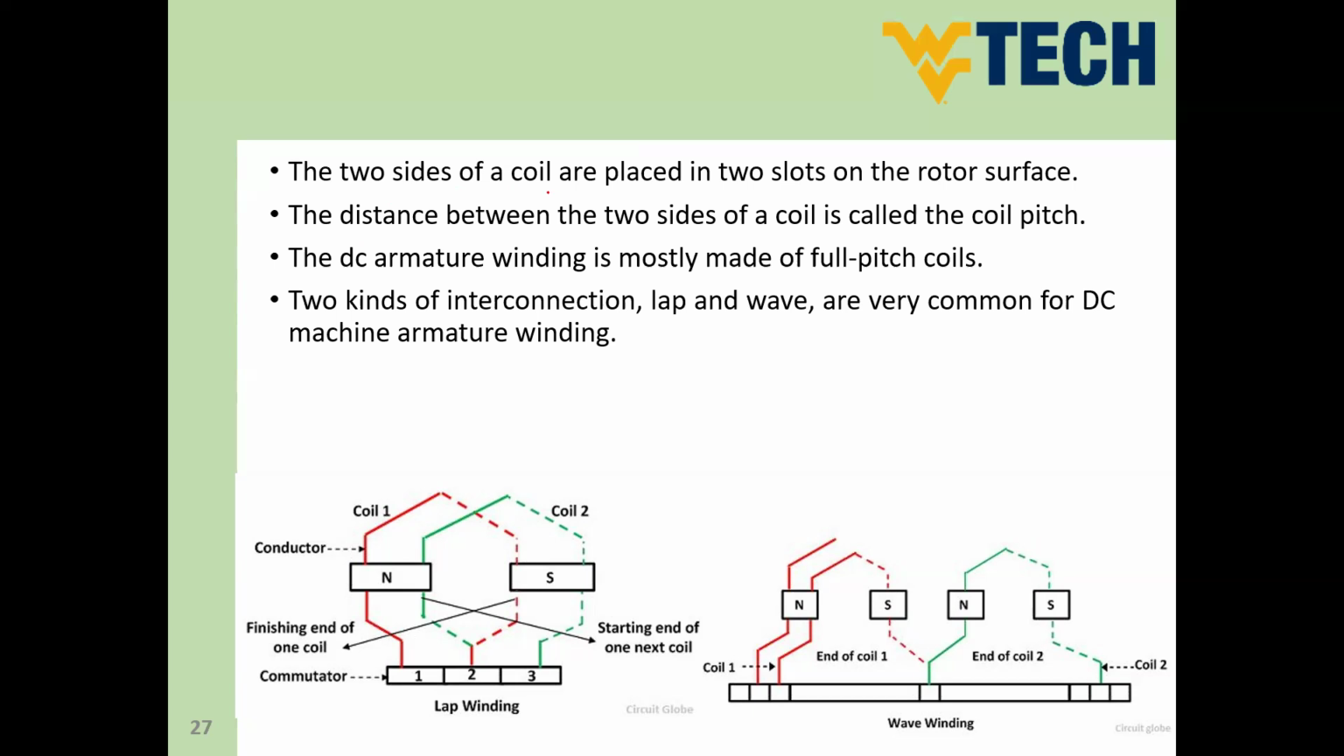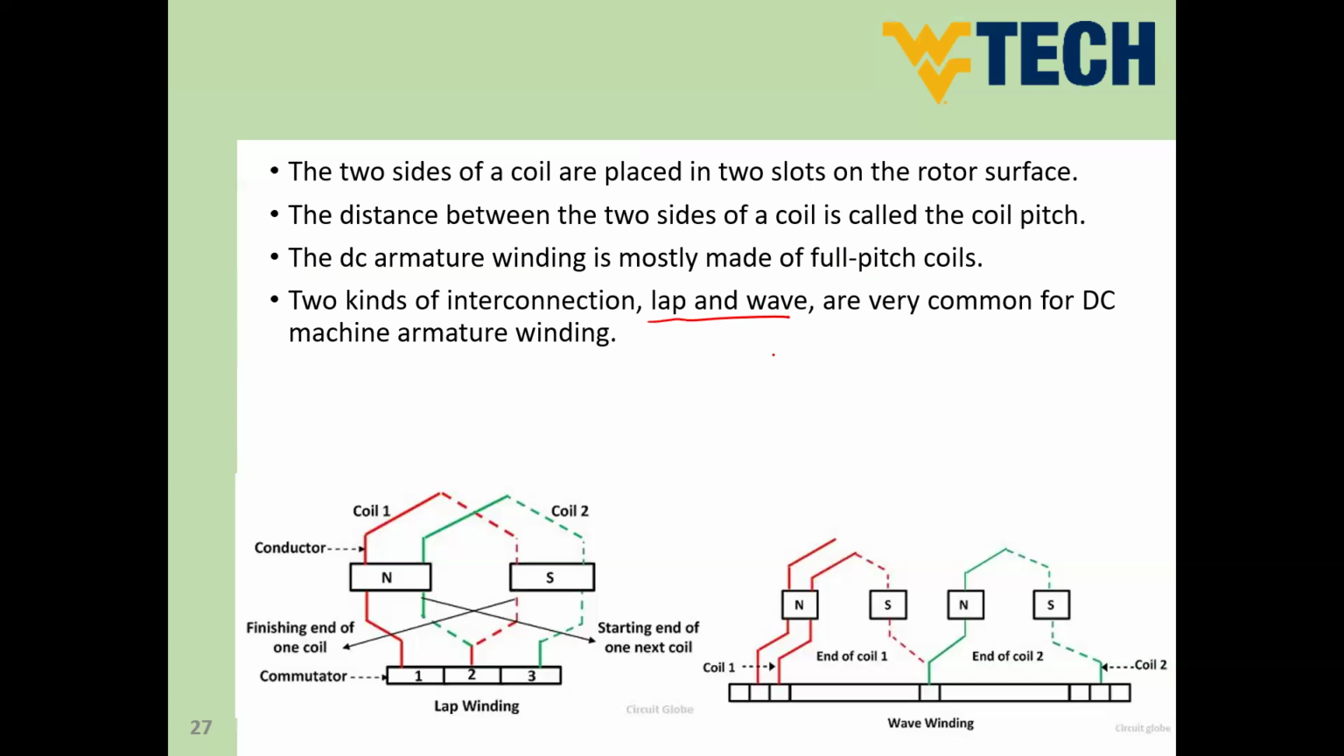The two sides of a coil are placed in two slots on the rotor surface. The distance between the two sides of a coil is called the coil pitch. So the coil pitch, guys, is the distance between the two sides of the coil. One side of the coil will be on the right and the other side of the coil will be on the left, and the distance between them is called the coil pitch. The DC armature winding is mostly made of full pitch coils. Two kinds of interconnection are called lap winding and wave winding.